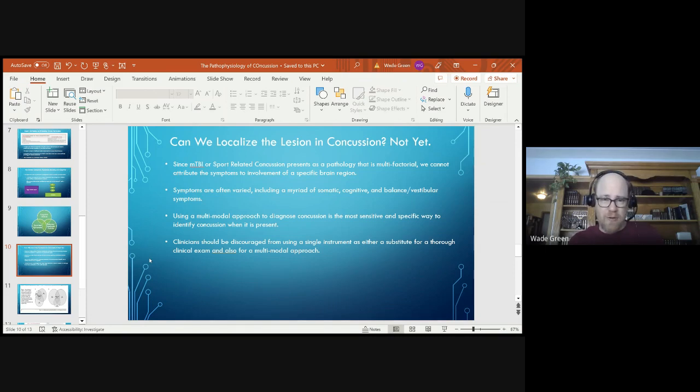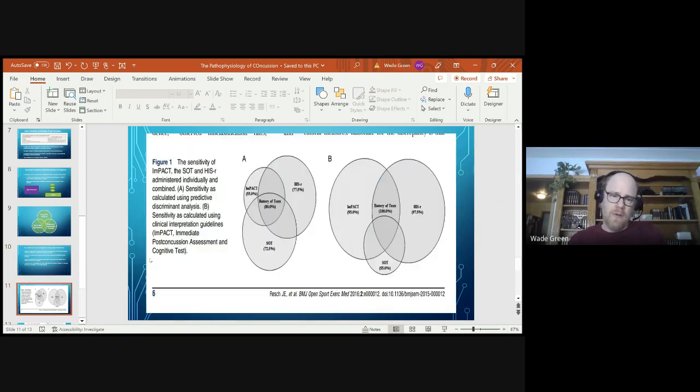The SCAT5 is a great tool, but when I was a collegiate AT, I saw a ton of concussions, particularly because I also took care of cheer, so I saw a ton of concussions in football and cheer. We always used the SCAT5, ImPACT, and BESS. We never use just one tool. Why? So here's the reason.